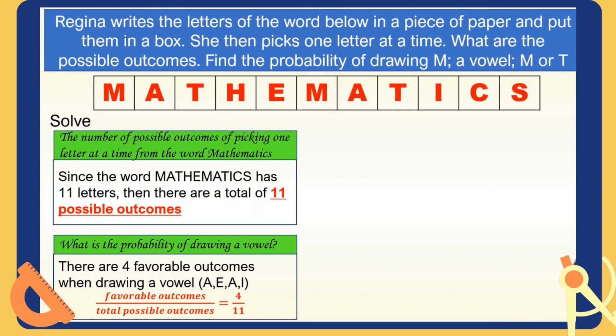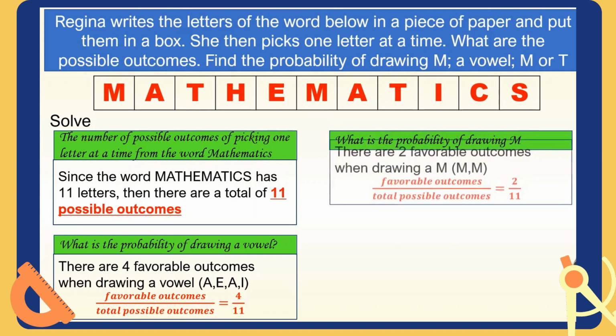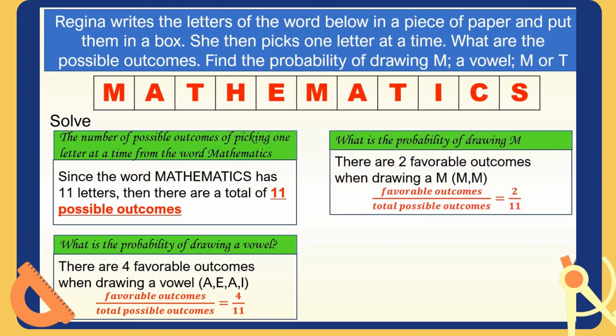Okay? So, next question. What is the probability of drawing the letter M? So, ano naman ang tsansa na mabunot ang letrang M? There are 2 favorable outcomes when drawing a letter M. Kasi meron tayong 2 letter M. So, ang tsansa nito is 2 over 11.